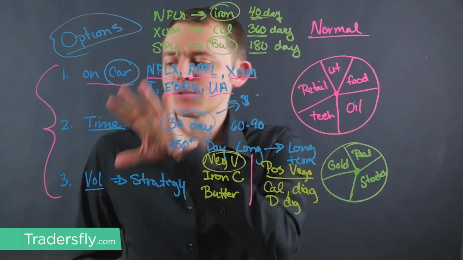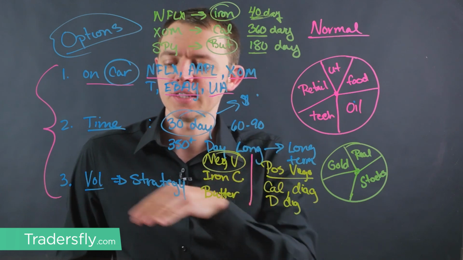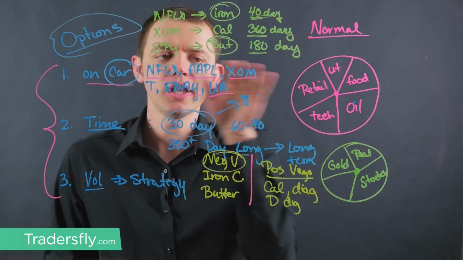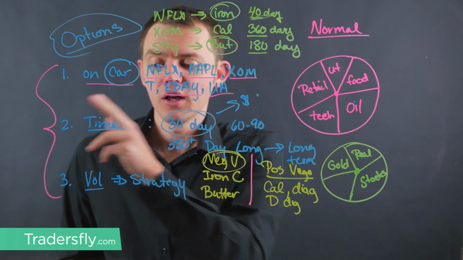So anyways, this is what I would look at if you're trying to evaluate your option portfolio: take a look at the vehicles you're trading. Look at the diversification of that. Three to five vehicles is more than fine. Look at the time horizon.